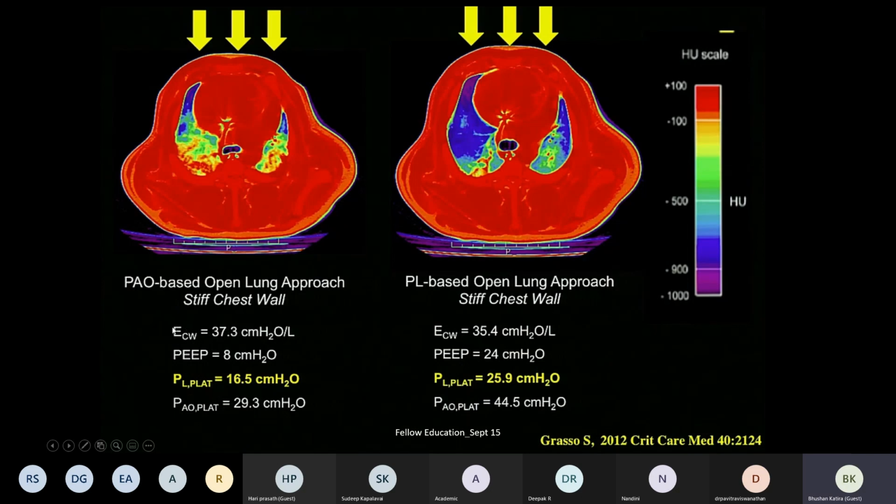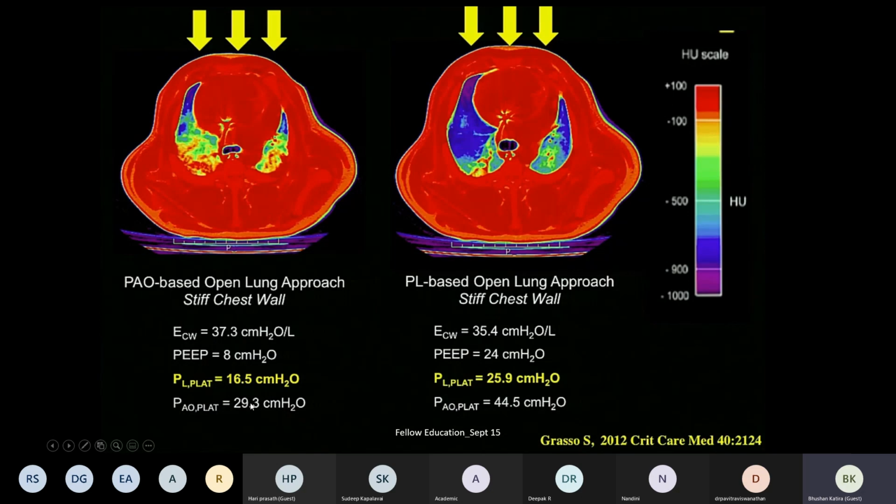Now here, the elastance of the chest wall is 37.3 centimeters of water per liter, which is to say it's a pretty good elastance. And the PEEP applied is 8. By the mathematics that we saw earlier, the transpulmonary pressure applied to the lung, which here is calculated as plateau at the moment because they have not considered PEEP in, so it's not a driving transpulmonary pressure, but a plateau pressure of the lung, not the plateau pressure of the respiratory system, is only 16, whereas the plateau pressure applied to the respiratory system, which is measured on the ventilator, is 29.